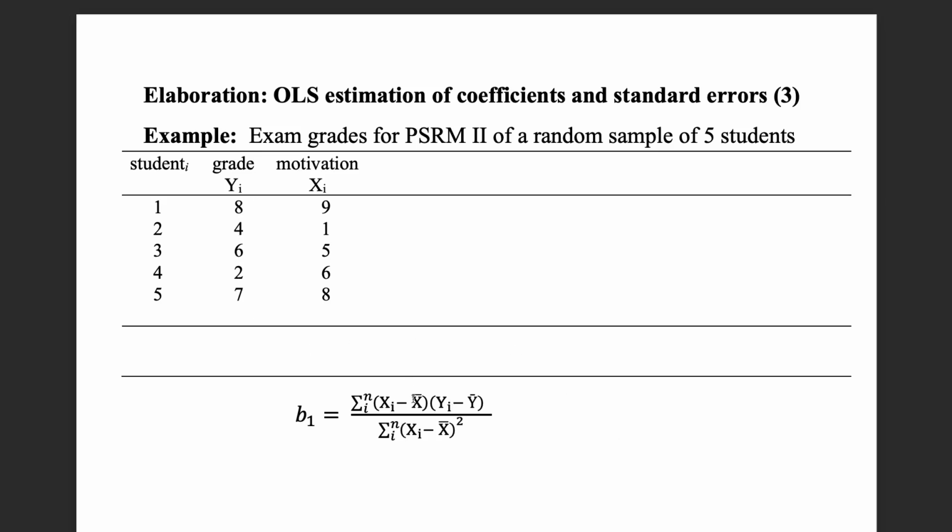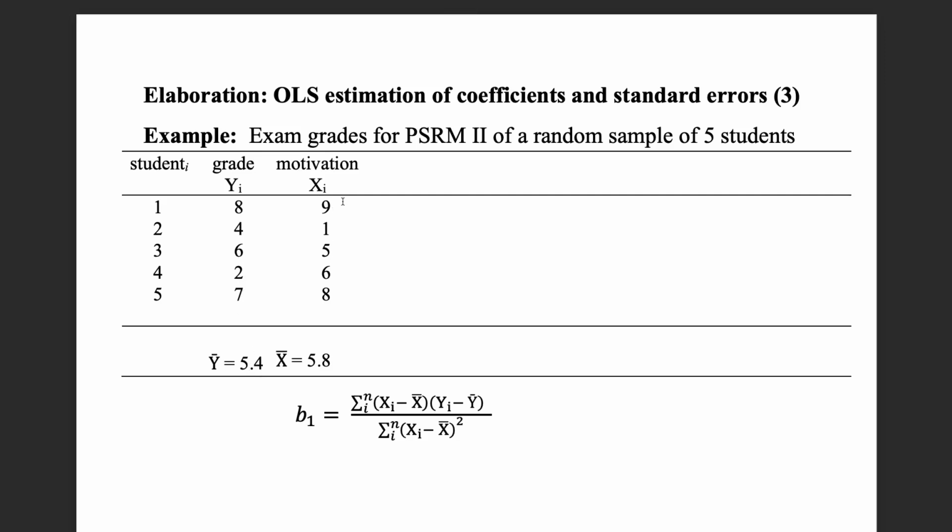So we need to calculate the mean values on x and the mean values on y. And then once we have those, we can calculate the top part of this fraction, so basically the covariance of x and y, and the bottom part of this fraction, the sum of squared deviation scores on the x variable, so basically the variance that we have down there. So first step, calculate the mean values. For grade, that works out to 5.4. Why? Well, 8 plus 4 plus 6 plus 2 plus 7 divided by 5, that's 5.4.